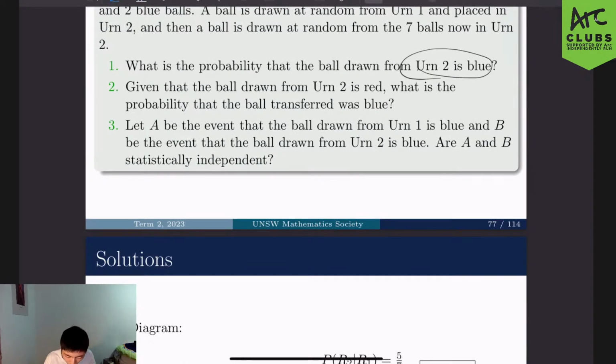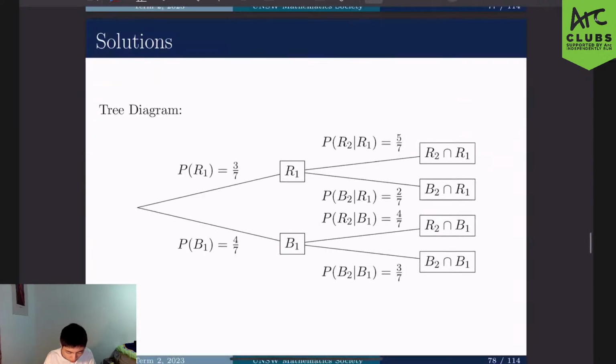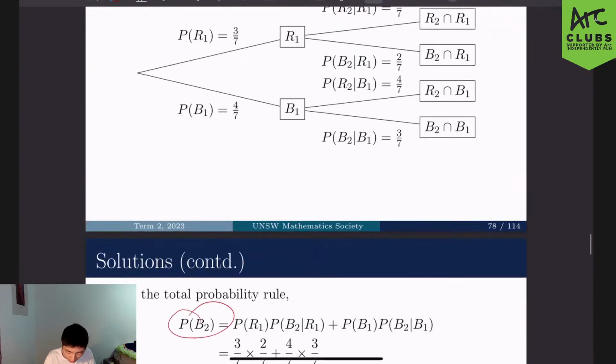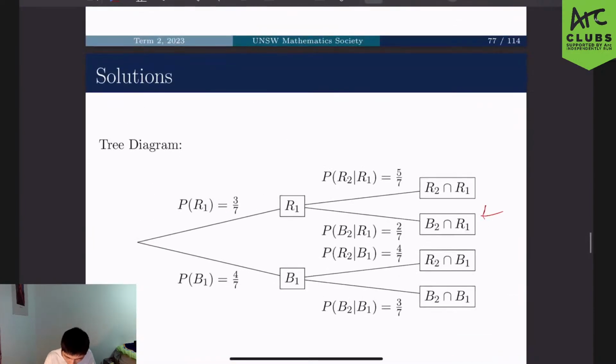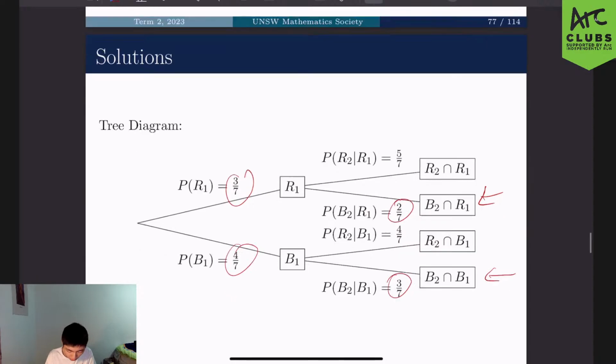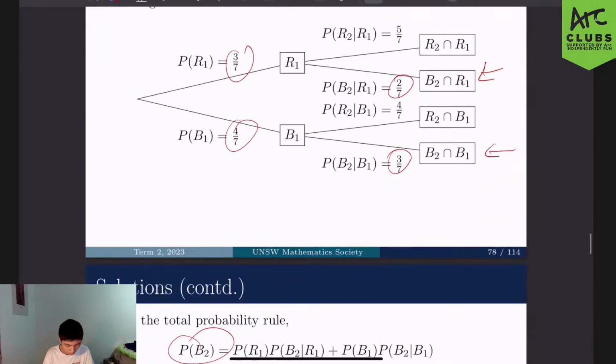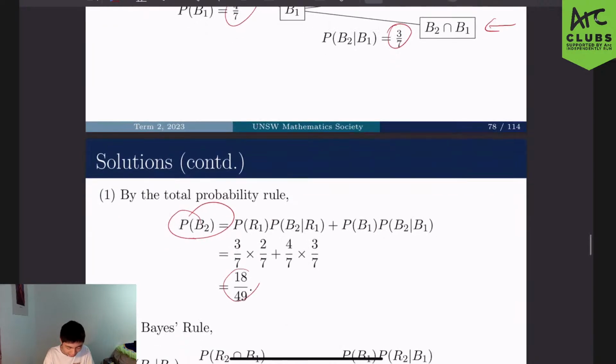Okay. So if we want to find that, we can find all of the possibilities that give us blue balls from the second urn. So this is the first branch that we want, and this is the second branch that we want. So we multiply this and this, plus this multiplied by that. This gives us both of the branches where the second ball that we have drawn is blue. Okay, so this gives us 18/49.